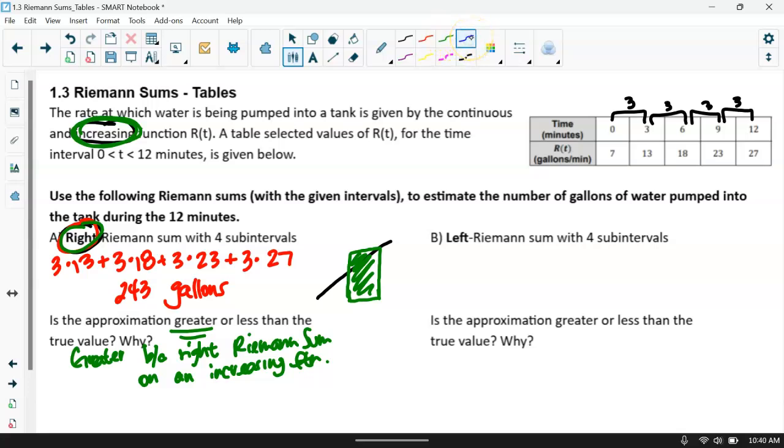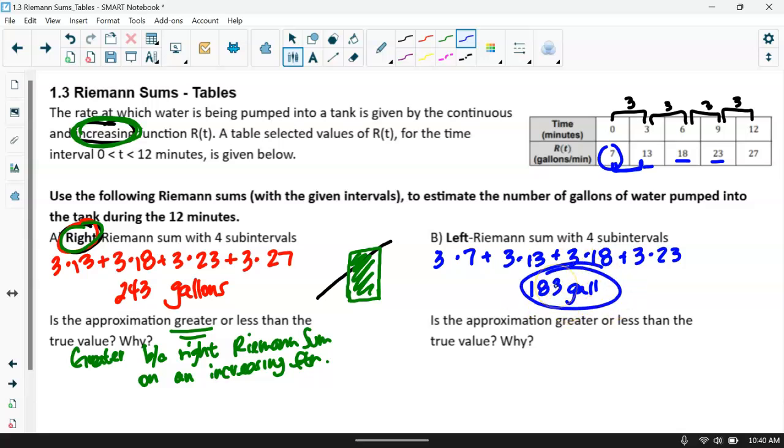And here we go. Same thing, the width is 3, but 3 times 7 now, right? Because the left side of this first subinterval is 7. Then plus 3 times 13, plus 3 times 18, plus 3 times 23. All these values represent the left side of each of your subintervals, giving you 183 gallons. Now, is this approximation greater or less than? Less than, because now we're using the left Riemann sum on an increasing function.